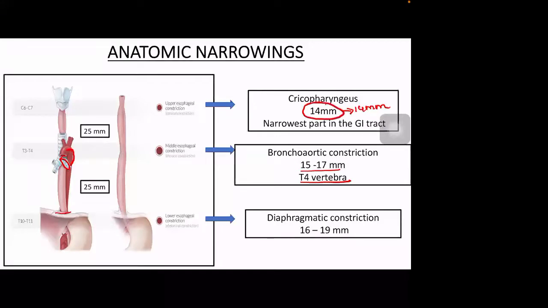Okay, are you clear about these anatomic narrowings? Is this slide clear? Yes, sir.